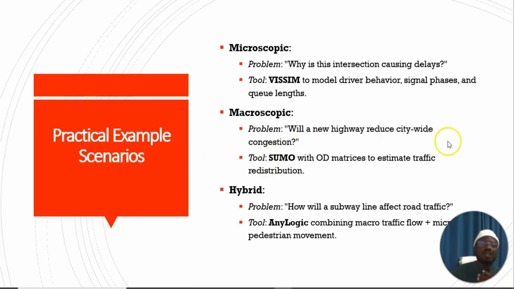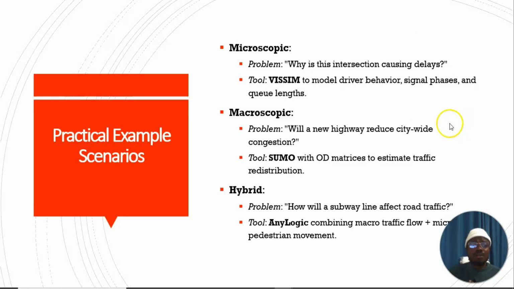Here we have some of the practical example scenarios. We have already explained this. For microscopic, the problem: why is this intersection causing delay? When we notice that an intersection is causing delay, you can use VISSIM to model the drivers' behavior, the signal phases and the queue length to understand the causes of that delay. And from the use of this software, you can adjust the signal phases, the queue length and the signal timing to be able to deal with the problem of delay at the point of intersection.